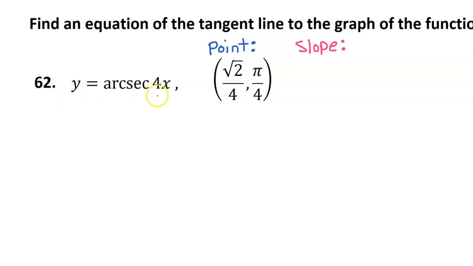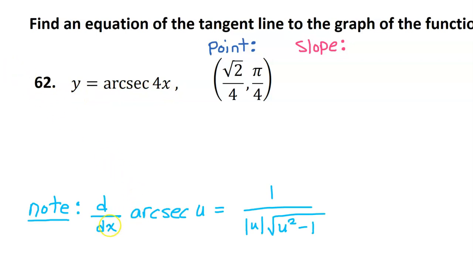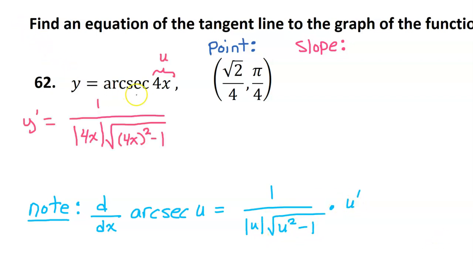So let's find the derivative of arc secant 4x. Remember, the derivative of arc secant u is 1 over the absolute value of u times the square root of u squared minus 1, times u prime because of the chain rule. In this case, u is 4x, so we get 1 over the absolute value of 4x times the square root of 4x squared minus 1, times u prime. The derivative of 4x is 4, and I'm just going to put that in the top.